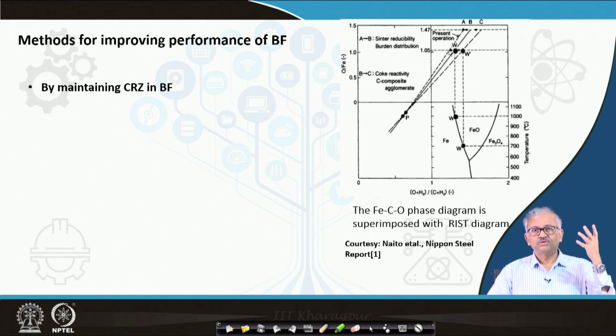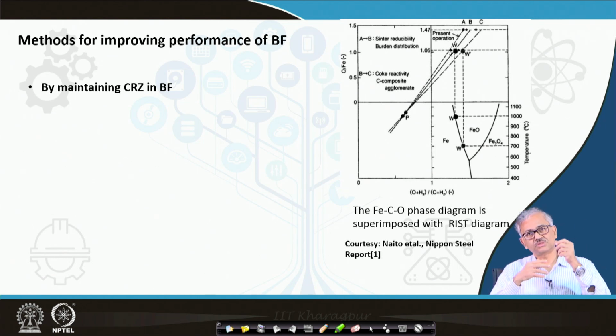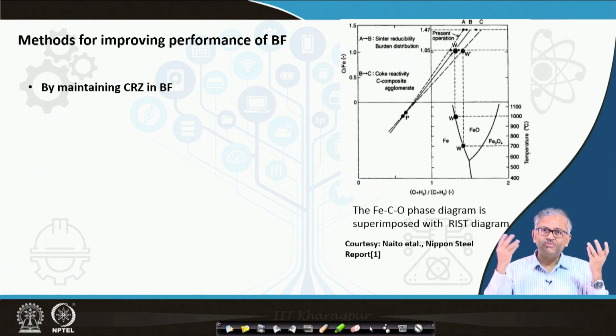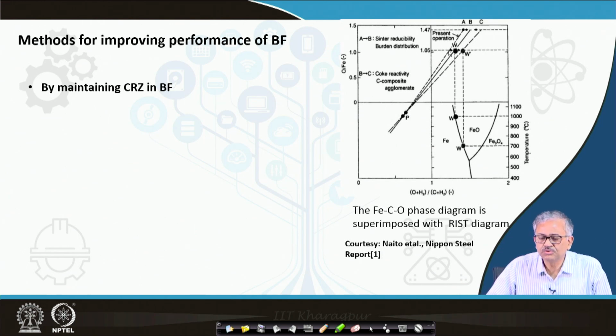So then CO utilization will be further lower, because as I said again and again, whatever CO is left out after indirect reduction of Wustite is much higher than whatever is required to take out the oxygen from the higher oxide. So if the CO is higher than the equilibrium requirement, then the utilization will be further less. So CO utilization becomes less.